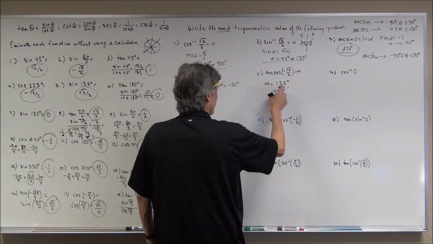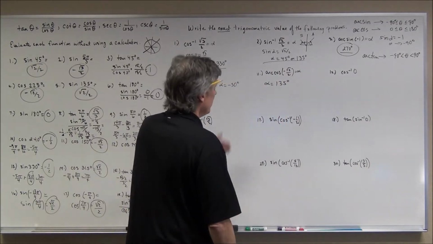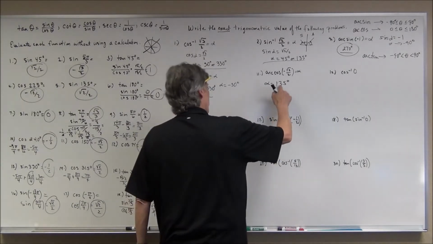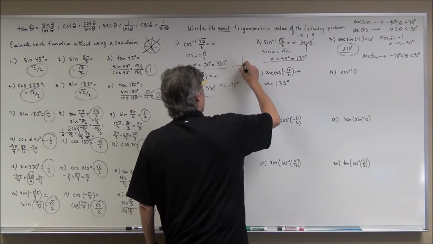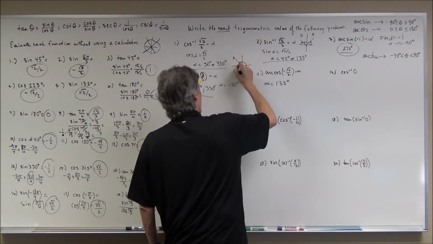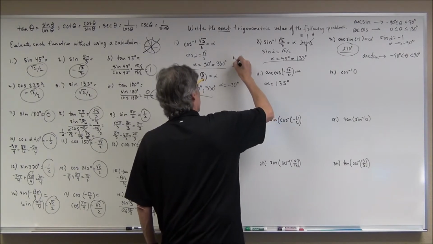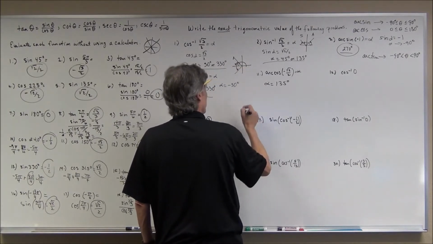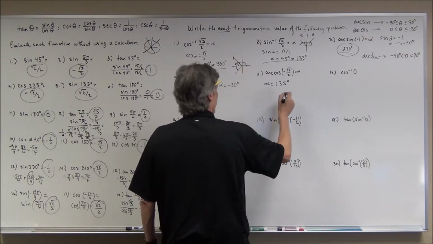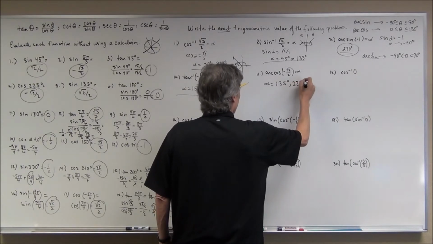So alpha is 135, but cosine is also negative in the third quadrant. What's your reference angle on a 135? Your reference angle is 45 degrees. So in the third quadrant, it's going to be 45 this way. 180 plus 45, 225 degrees.